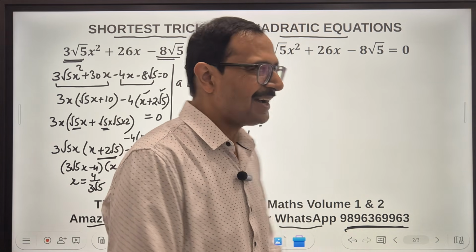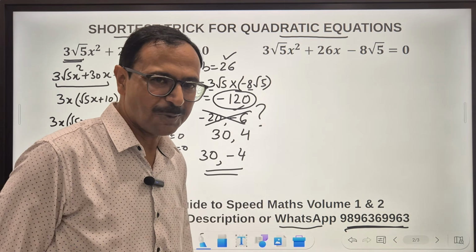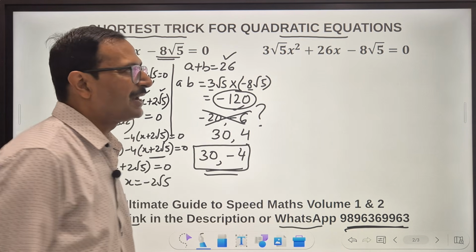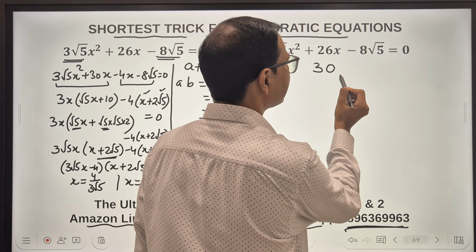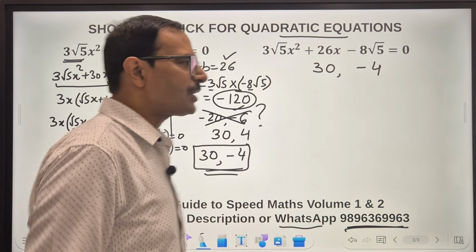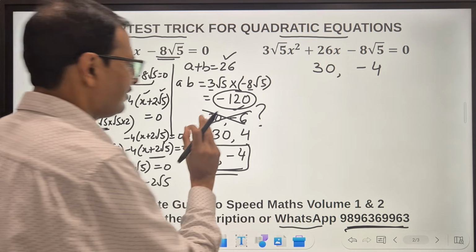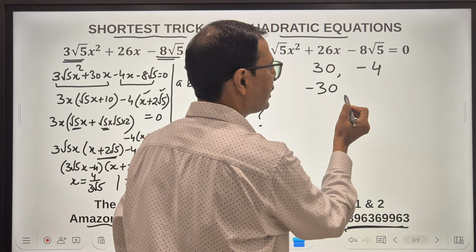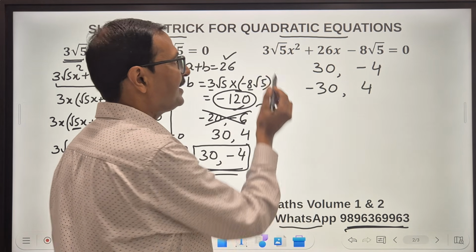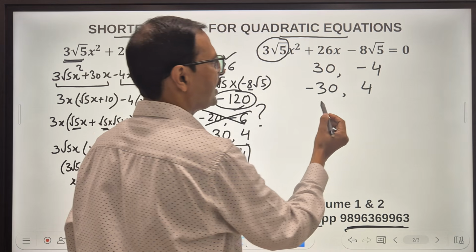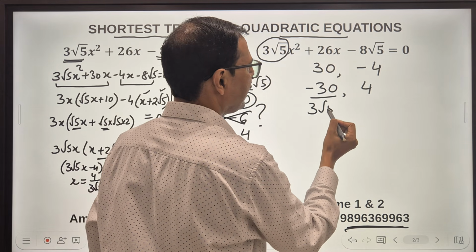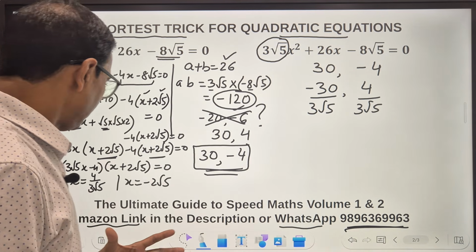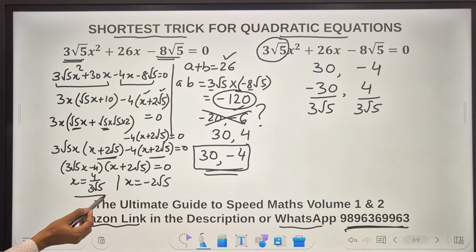Watch out, friends. I am going to tell you the shortest method now. How did I split the middle term? 30 and minus 4, right? Now 30 and minus 4 are the middle term split factors. Now instead of doing all these steps, I will split the middle term like this and then change the sign of both the middle term split factors, and then this coefficient of x square will be written in the denominator of both these factors.